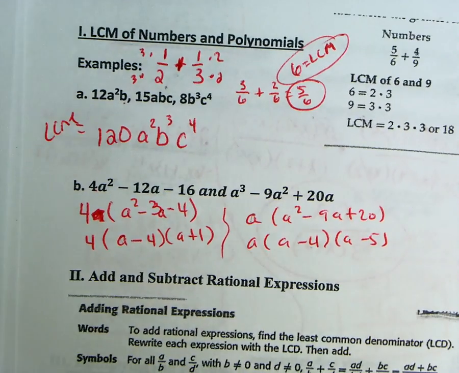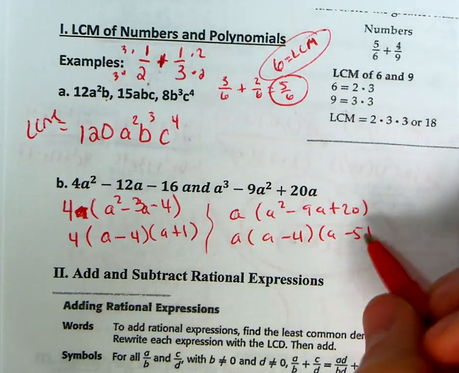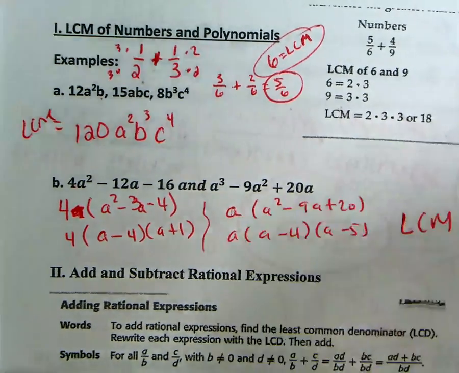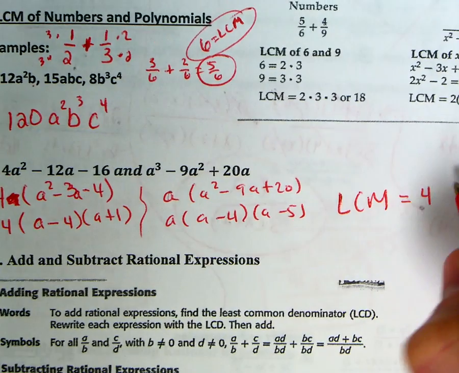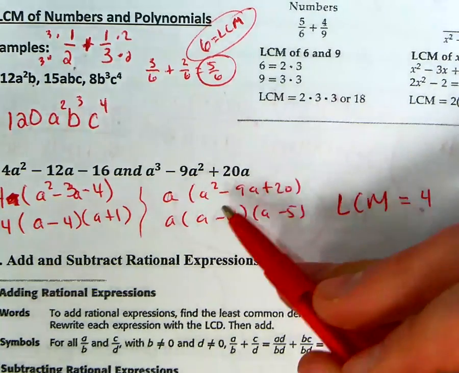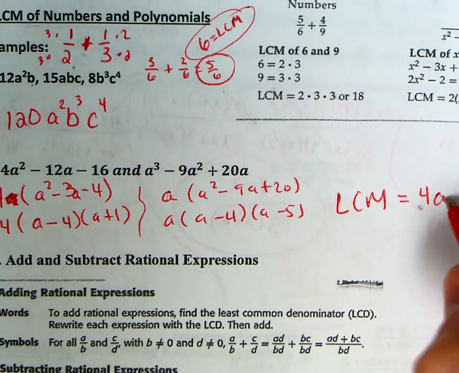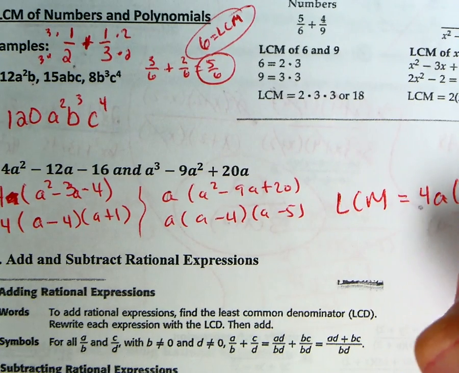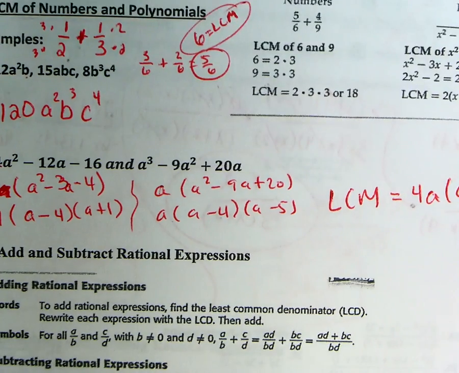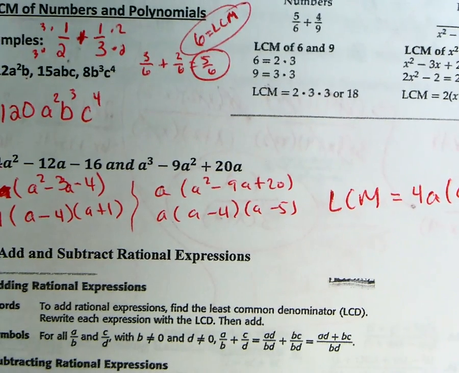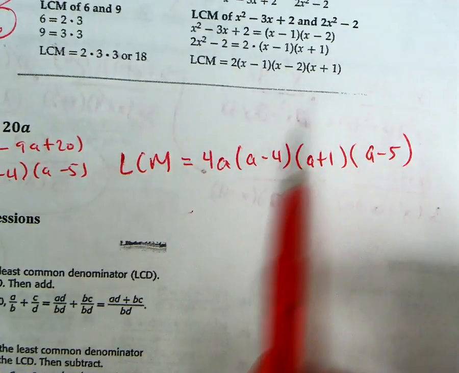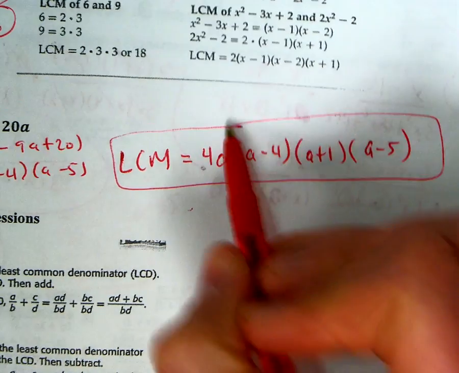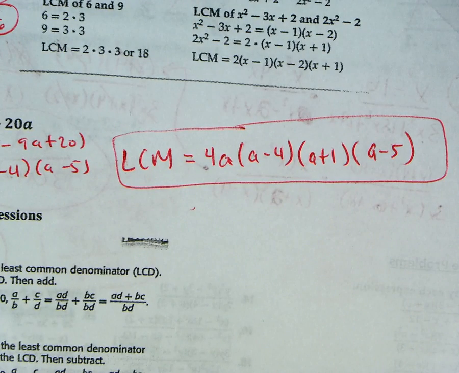We're just factoring. And now we have to make sure our least common multiple has all these in it. So we need a 4. Good. We need an a as well. We need an a minus 4. We need an a plus 1. And we need an a minus 5. So all these are encompassed in this least common multiple. That's how you do that sort of problem.